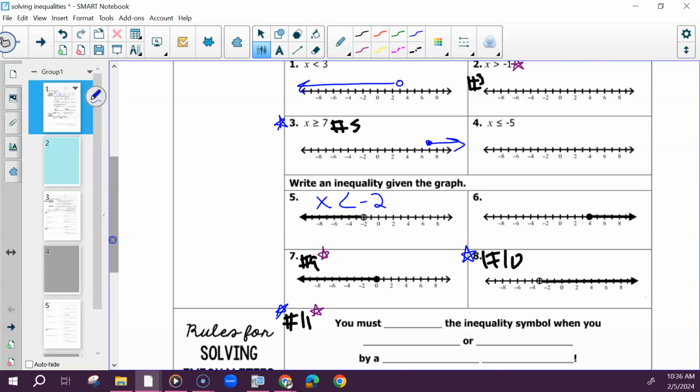Okay. For number 6, we see that it starts at 4. It is closed, so greater than or equal to, less than or equal to, and it would be greater than or equal to. Okay. Questions on how to graph or write so far?